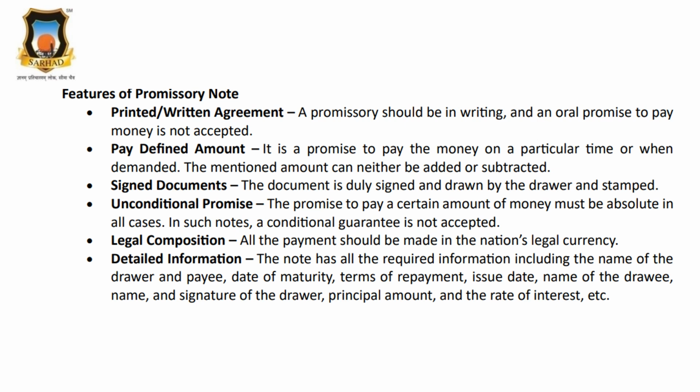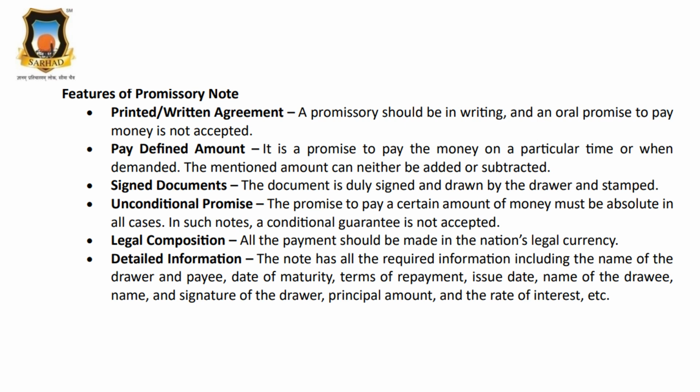Okay. So the last point under the features of the promissory note is the detailed information. On the promissory note, there must be detailed information. The note has all the required information, including the name of the drawer and the payee, and the date of maturity. When maturity will be done, that date must be mentioned, along with the term of the repayment, issue date, the name of the drawee, the name and signature of the drawer. The signature is very important on the promissory note. The principal amount and the rate of interest, etc., must be mentioned on the promissory note.